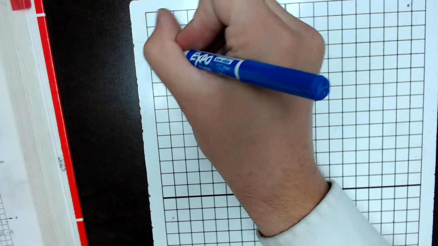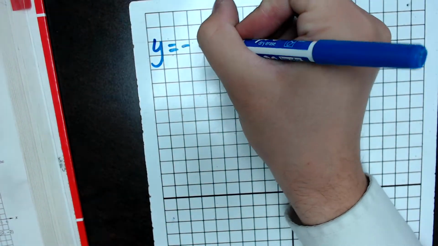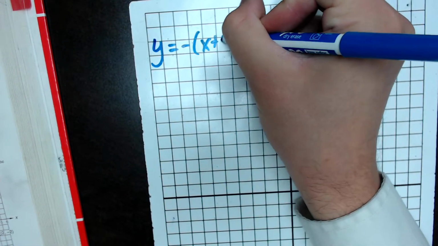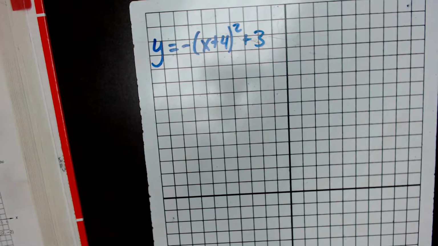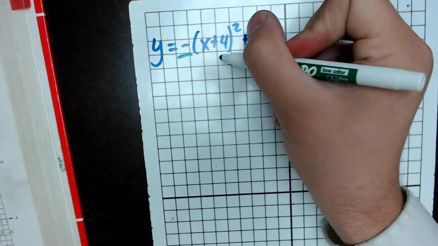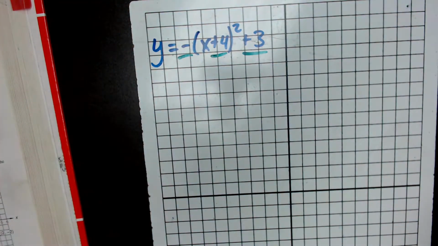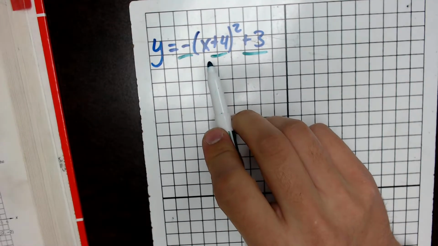We'll graph one more parabola, and then from there I'll start showing you how to use complete the square to graph. So let's say we have y equals negative (x plus 4) squared plus 3. The three numbers we're going to look at are here, here, and here. Now remember, the x term is going to be the opposite sign.